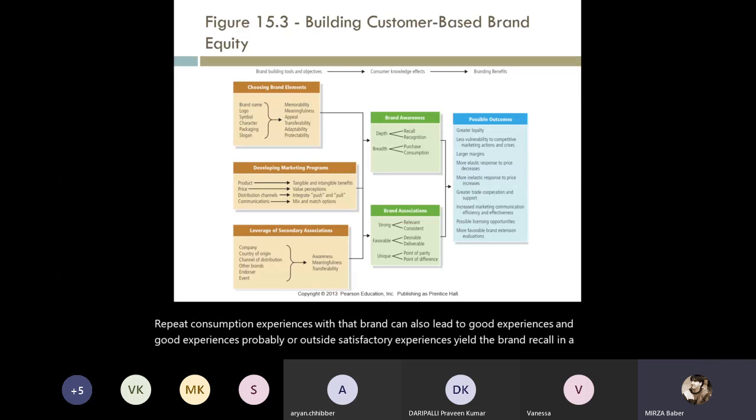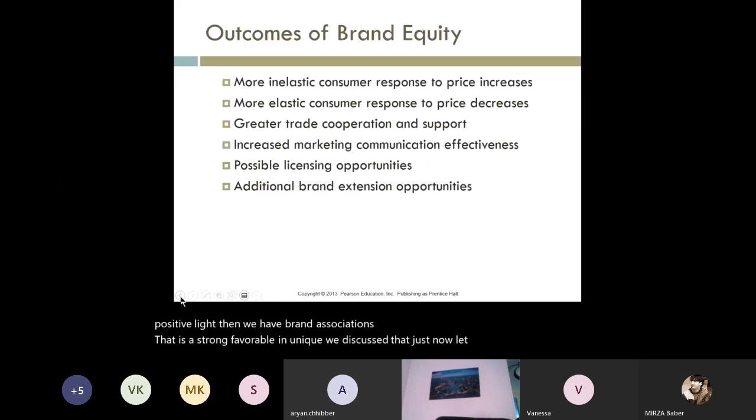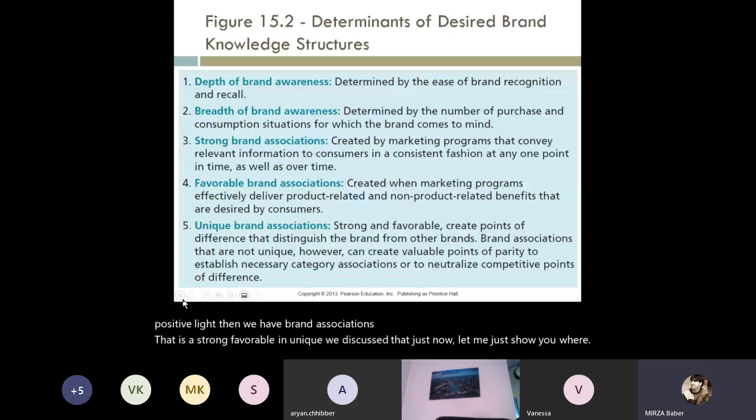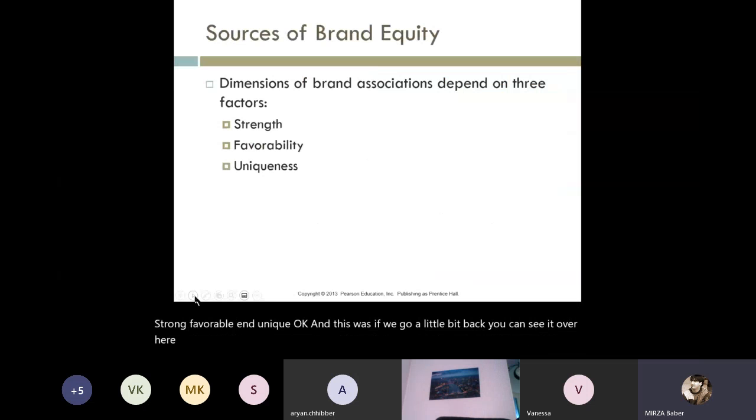Then we have brand associations. That is strong, favorable, and unique. We discussed that just now. Let me just show you where. Strong, favorable, and unique. Okay, and this was, if we go a little bit back, you can see it over here: strength, favorability, and uniqueness, and it comes back over here.